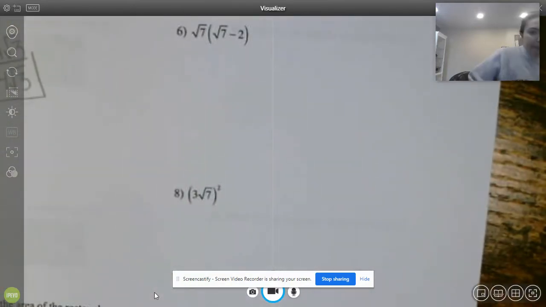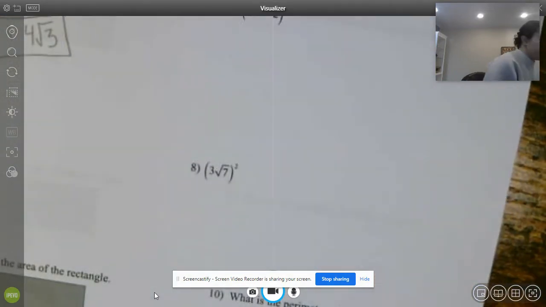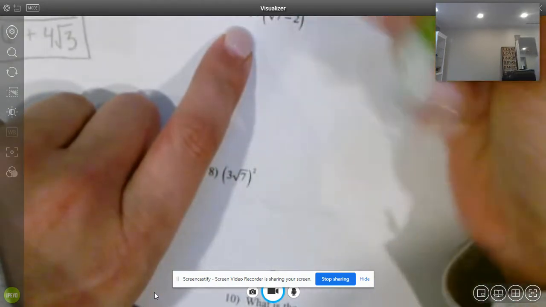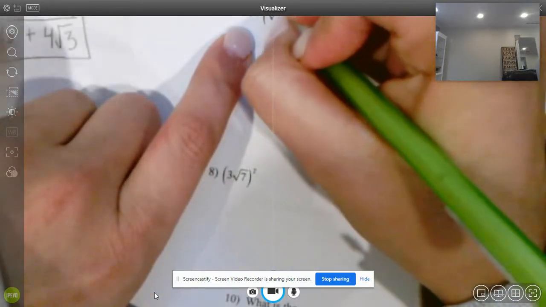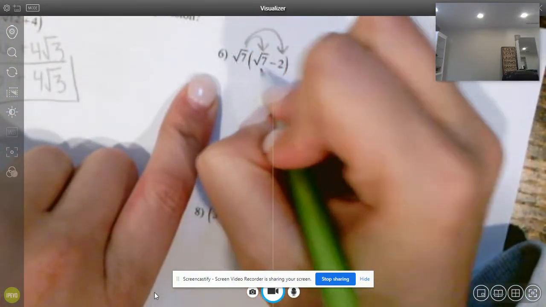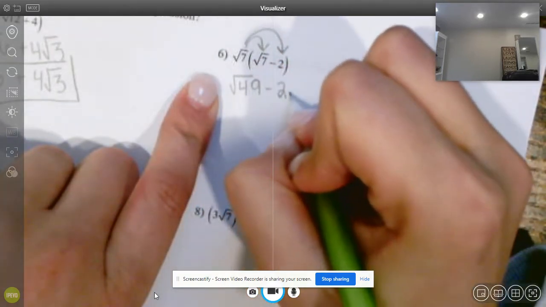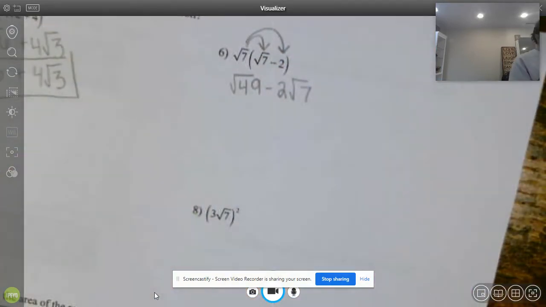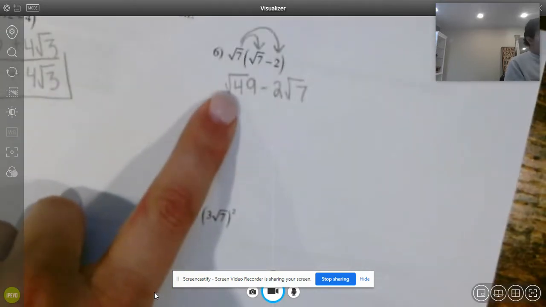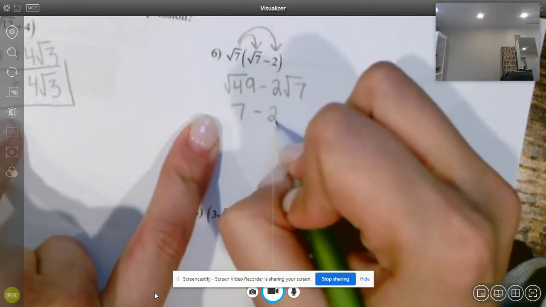All right, so we are back with number 6. Here we have the square root of 7 times the square root of 7 minus 2. We are going to use the distributive property and multiply the square root of 7 by everything on the inside. The square root of 7 times the square root of 7 is the square root of 49, minus 2 root 7. Well, the square root of 49 is 7. So 7 minus 2 root 7.